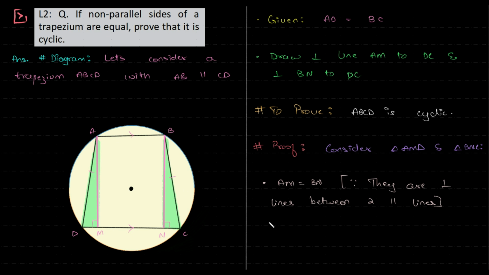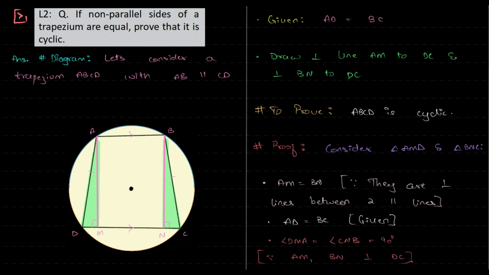And next thing that we need to talk about is AD is equal to BC. That is the given. If not for this condition, we won't be able to prove this, and it won't be true also. And next thing is what? Yes, we have angle DMA will be equal to angle CNB. And why is this? Both are equal to 90 degrees. But how is this possible? This is because AM and BN are perpendicular to DC.